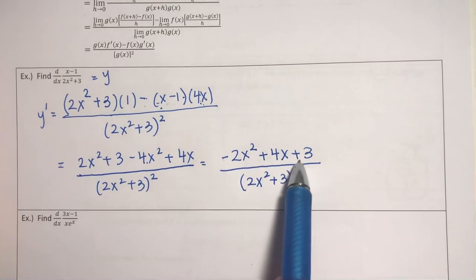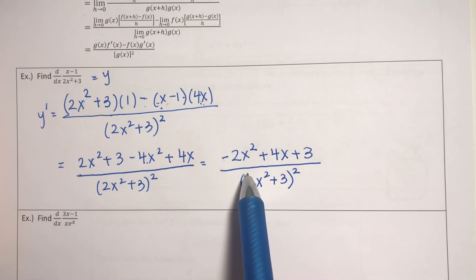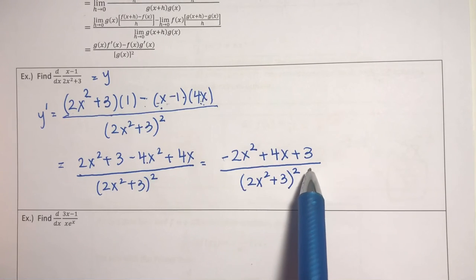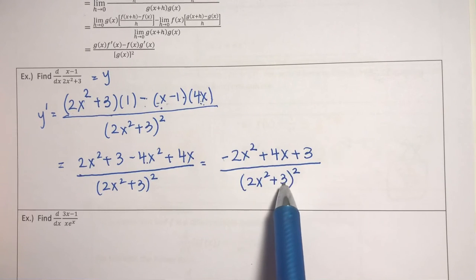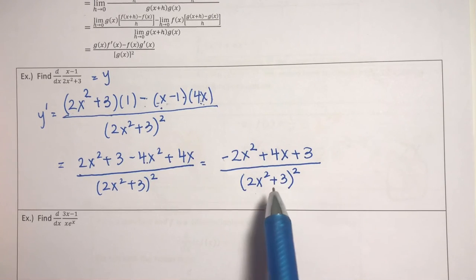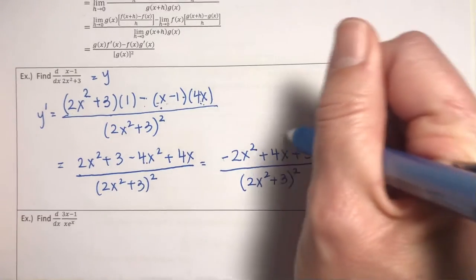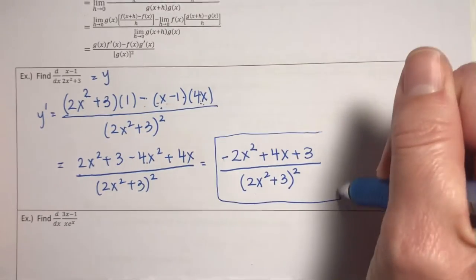And I want you guys to notice the numerator cannot be simplified at all. We cannot factor this. A lot of times in these cases you can factor the numerator and continue to simplify this expression. But for this one, this is as far as we can go. So I'll just go ahead and box this, and this is our derivative, again using that quotient rule.